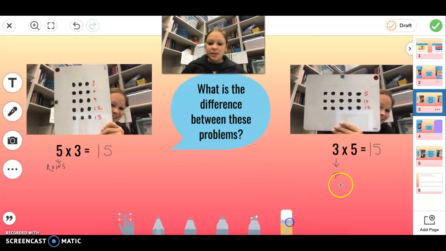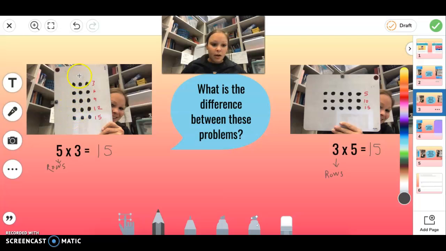What about over here? What does this 3 stand for? Is it rows or columns? Well, here I have 1, 2, 3 rows. So I think it might be rows. So what does the 3 represent in this problem then? Well, I have 1, 2, 3 columns. So I'm just going to write C for columns. And in this problem, I have 1, 2, 3, 4, 5 columns. And again, I'm just going to put a C for columns.